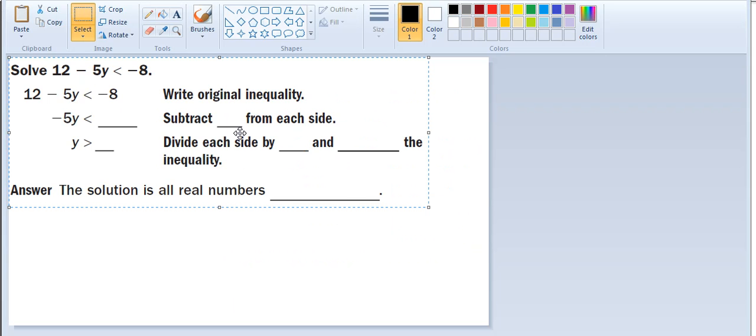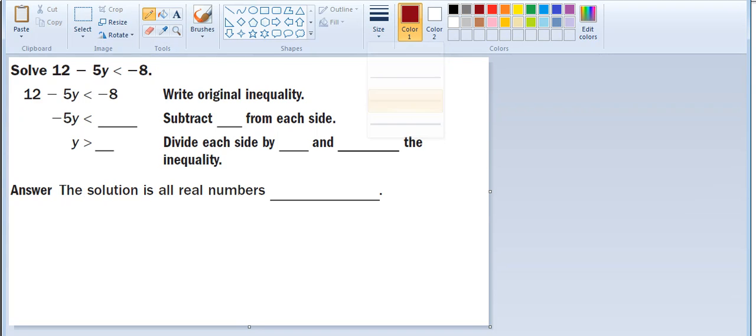So here's 12 minus 5y is less than -8. Now the idea here is this -5y, that's a -5y right there, has to be by itself. So we're going to be getting rid of the 12 first. So let's start by getting rid of the 12. So what we're going to do is we're going to subtract 12 from each side. Right here, we'll subtract 12. And right here, we're going to subtract 12.